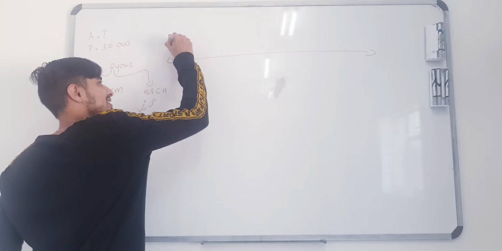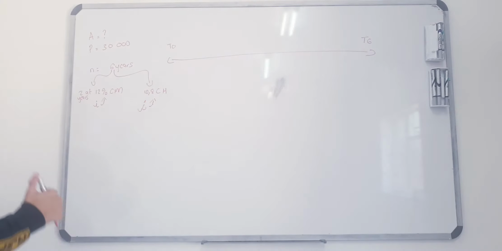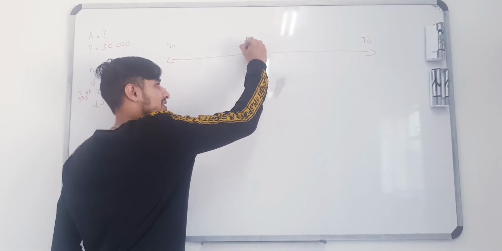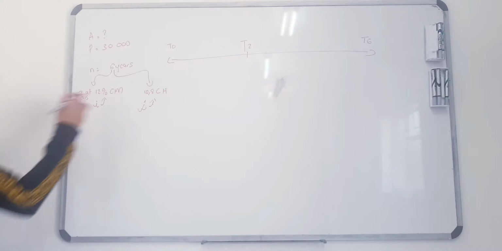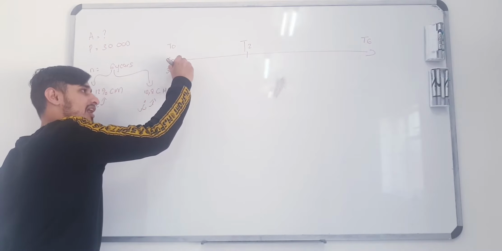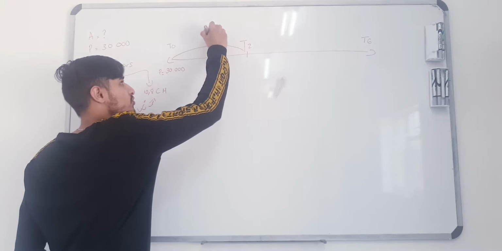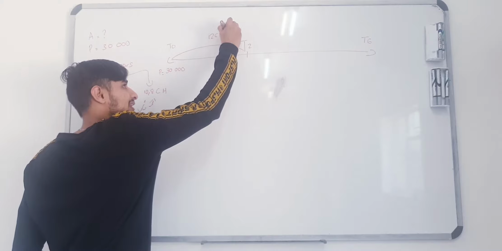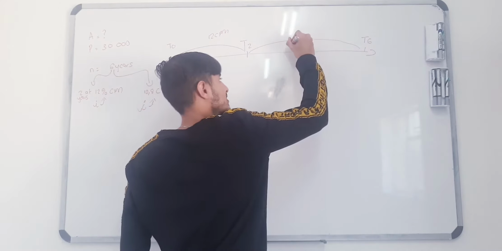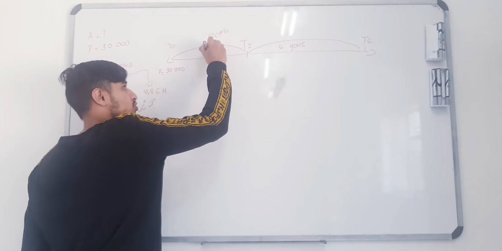We know that this is T0. We know that this is T6. It says that at T2, there was a change in something. There was a change in the interest rate. So let's have a look at this. We invested how much in the beginning? 30,000. So that's my P. My interest rate for the first 2 years was 12% compounded monthly. And then my interest rate from T2 to T6, how many years is this? This is 4 years, and this first part is 2 years.